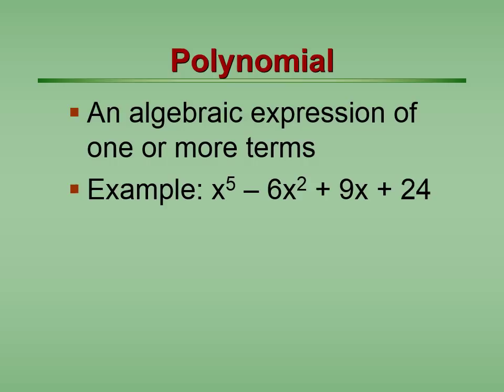Okay, so 6x squared is one term. We're not going to split the 6 and the x squared up. They actually became one term, 6x squared. However, when we have this plus 9x, 9x is not part of the 6x squared term. So all the terms are going to be divided up by the subtraction and the addition symbols, operations. Okay, so there are 1, 2, 3, 4 terms in this polynomial.